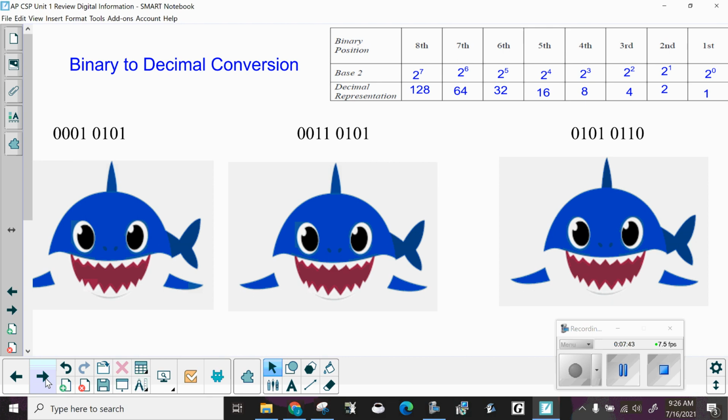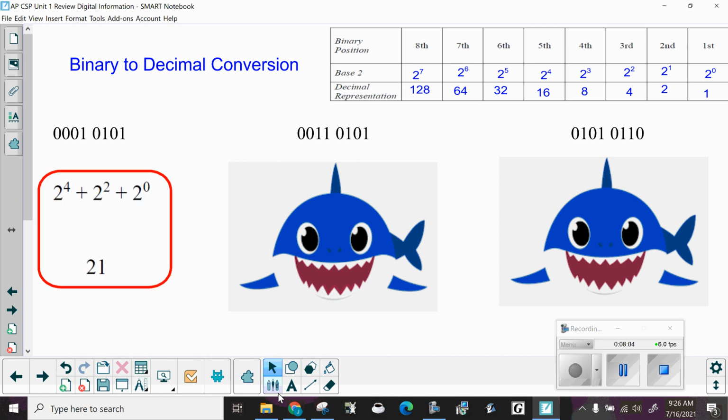Now, let's look at binary to decimal conversion. Here's that table printed off again, and you only have to fill it in once, by the way. If I want to convert 0001 0101 to decimal, how would we do it? I'm going to show you this one and then ask you to try these next two.